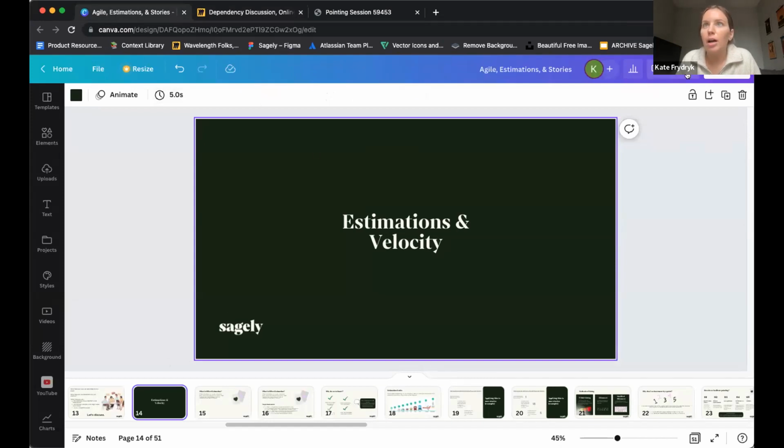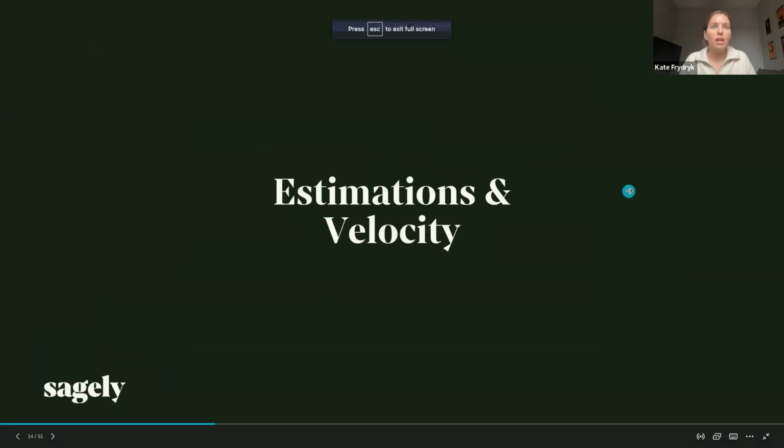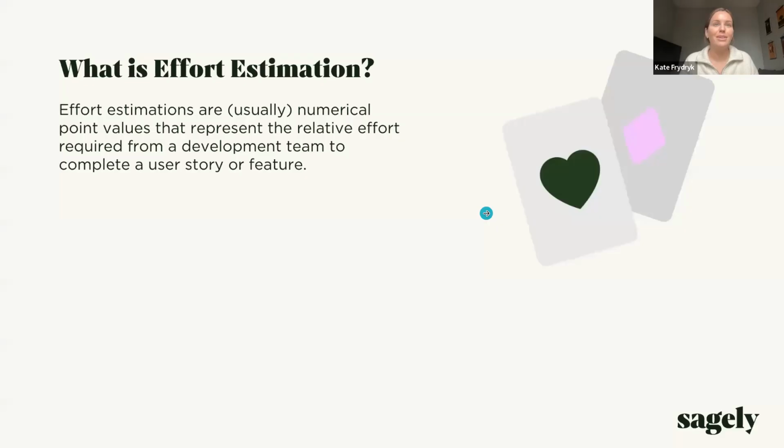All right, pivoting a little bit, let's jump into estimations and velocity. And don't worry, we're not going through all 51 slides. We have maybe 10, 15 more, and we'll pick the rest of them back up. So we're talking now about effort estimation. The outcome of this part of the discussion is we'll end up t-shirt sizing those epics that we have.